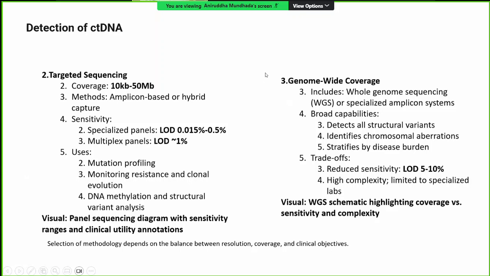In genome-wide coverage, it includes a whole genome sequencing platform. It detects all structural variants, but may miss out on some very small point mutations because it is not very sensitive, because the depth is limited by the breadth of the sequencing which is done.